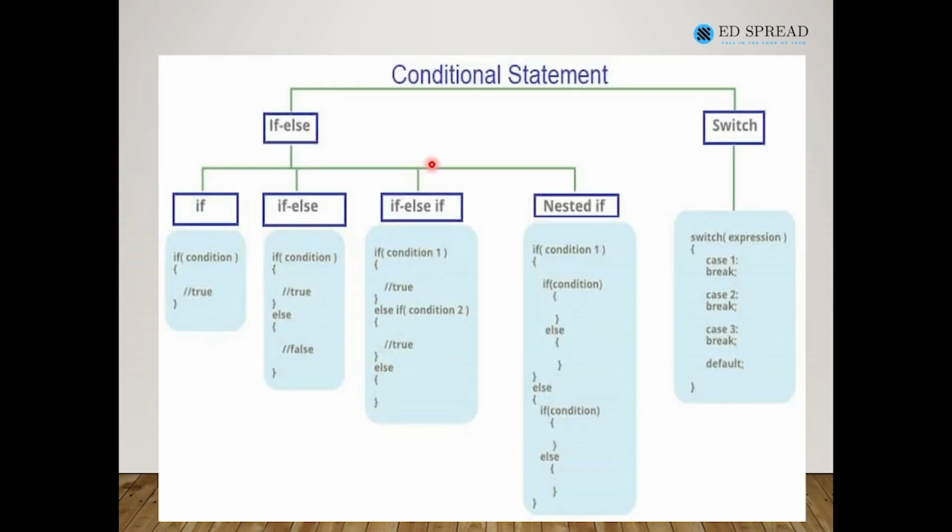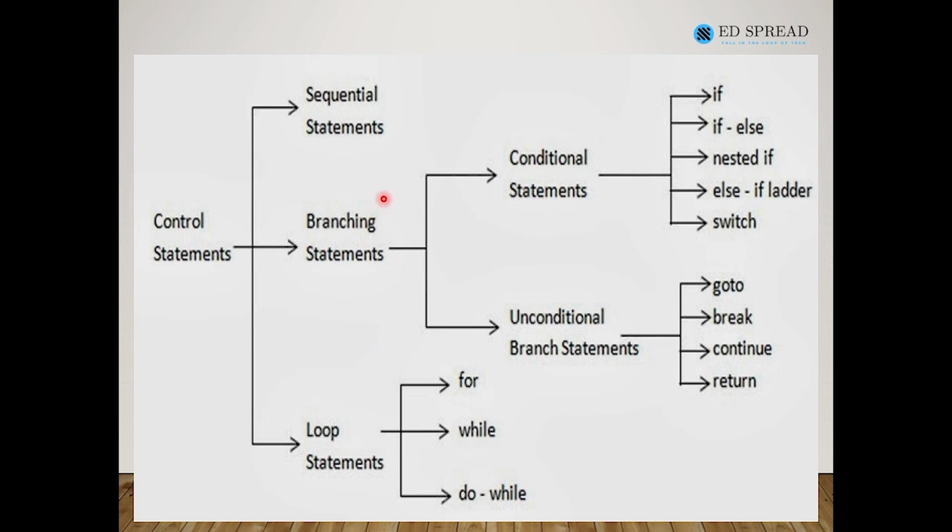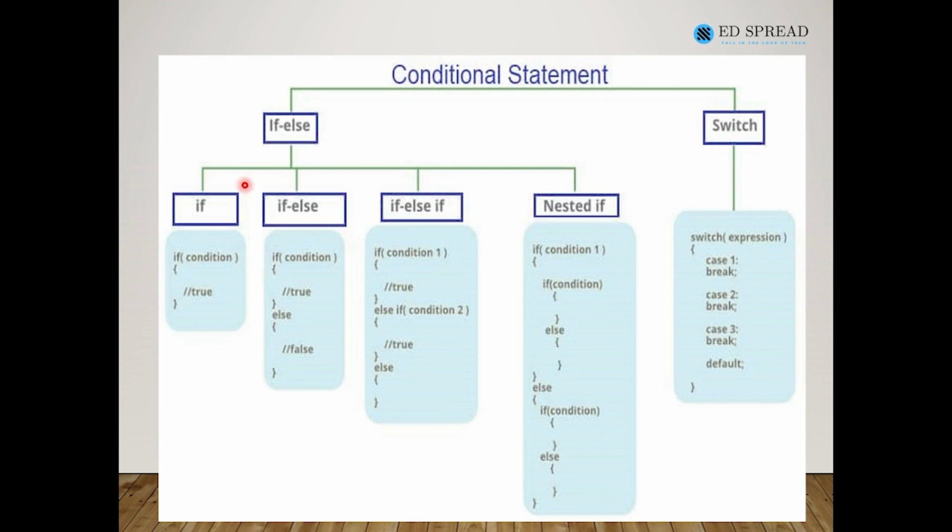Now let us see the conditional statements. Conditional statements consist of all these five types. If a condition is true, the statements in the curly braces need to be performed. If else, this is how we are going to write. If else if, this is the syntax, and nested if, this is the syntax. And in the switch case, this is the syntax.